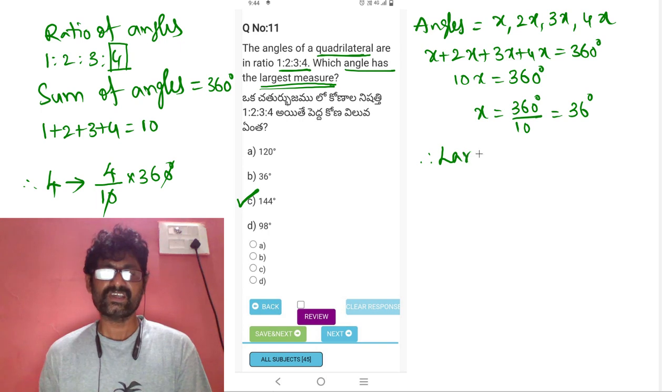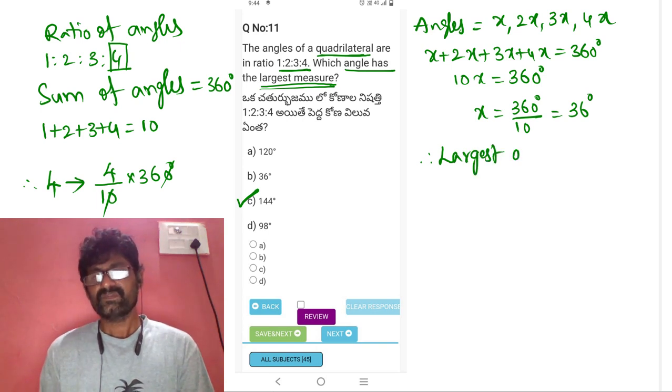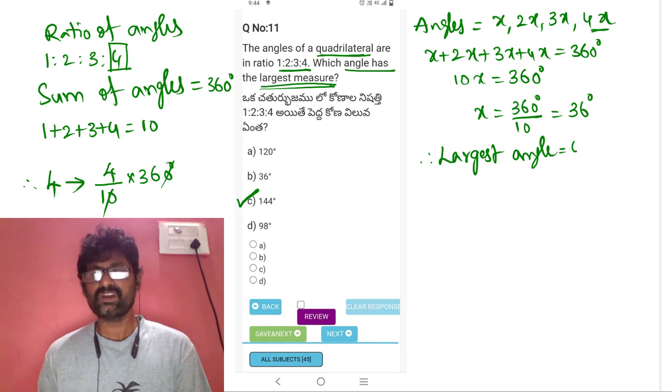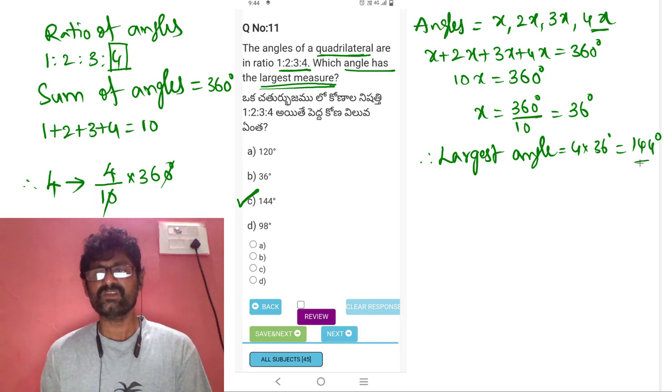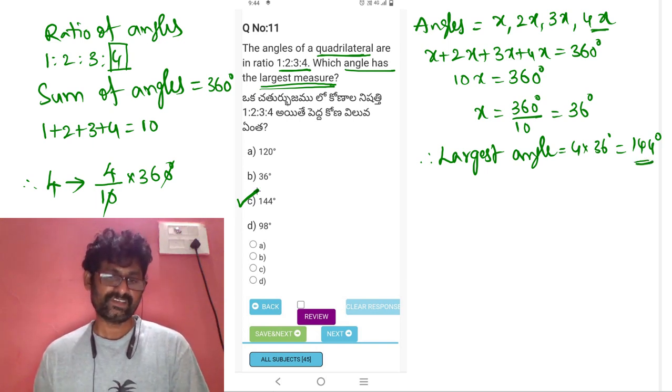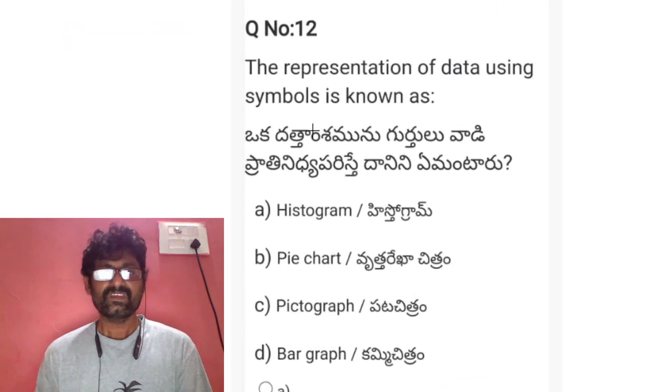Therefore the largest angle is 4x. So 4 times 36 degrees, which is equal to 144 degrees. So option C is correct. Now let us go to the 12th problem.